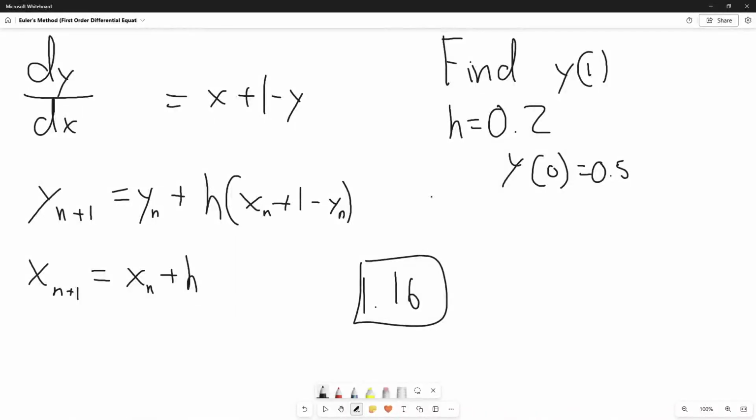So again, what we did in this problem is first isolate dy over dx, and then use this information. We're finding y when x equals 1, our step size is 0.2, and y of 0 is equal to 0.5. To use these formulas, we plug them into our calculator using sequence mode, and then we press table, and then we found our value. Our approximate value is 1.16 for y of 1.